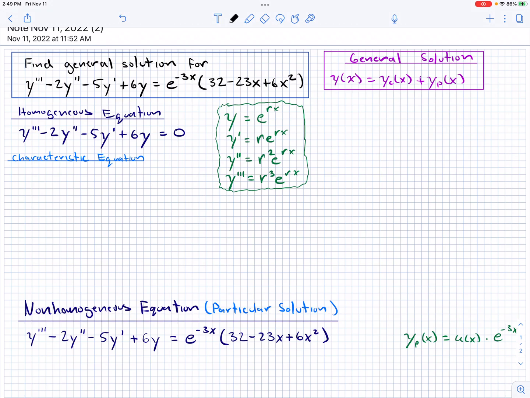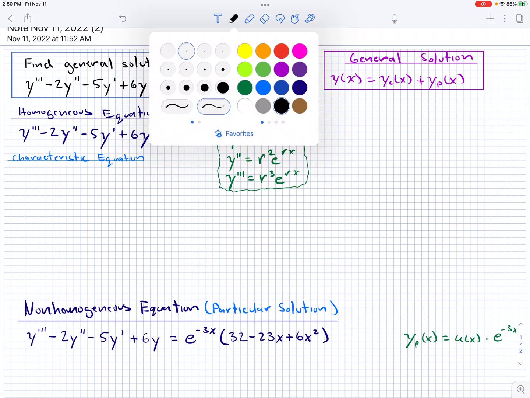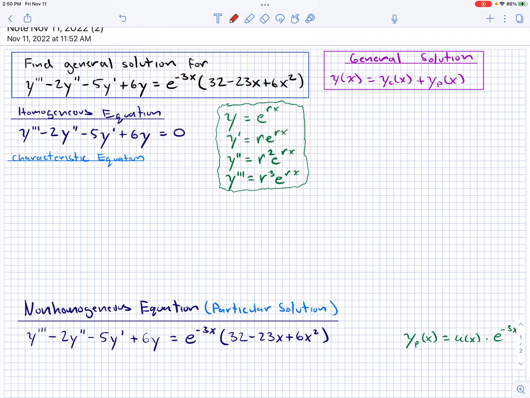Okay, hello everyone. So in this video we're going to solve this non-homogeneous differential equation. We want to find its general solution, which needs the complementary solution plus a particular solution. To find the complementary solution, we need to solve the homogeneous equation. I'm going to do this rather quickly because I want to get to the other part.